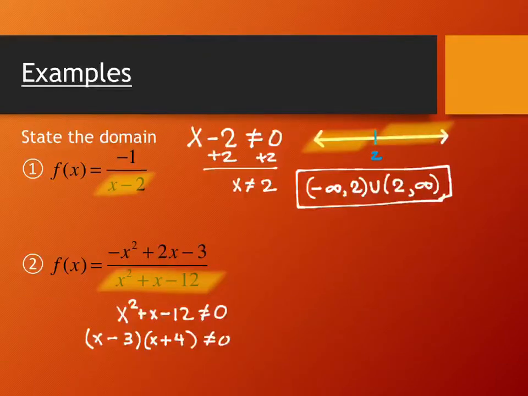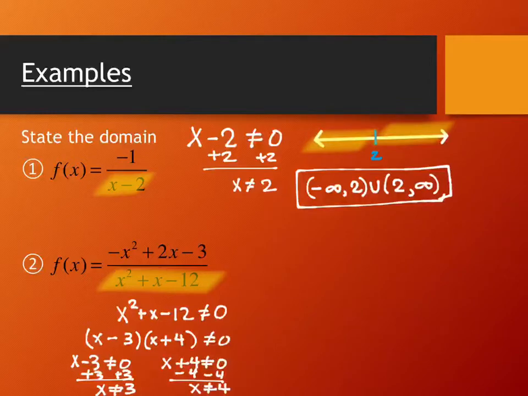Okay. So again, we set each of these to be not equal to 0. So x minus 3 is not equal to 0. x plus 4 is not equal to 0. And if I add my 3, I get x cannot equal 3. And if I subtract my 4, I get x cannot equal -4.